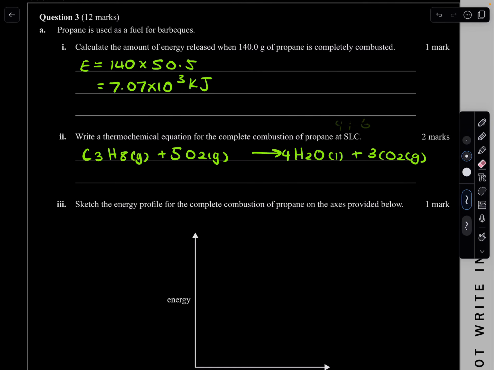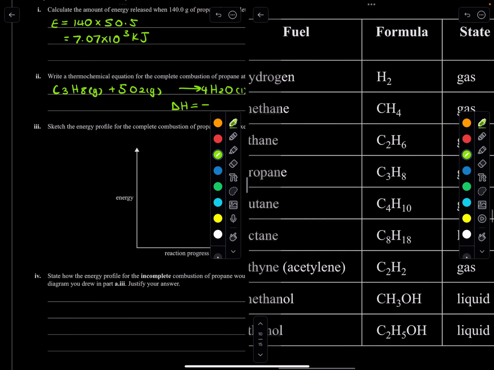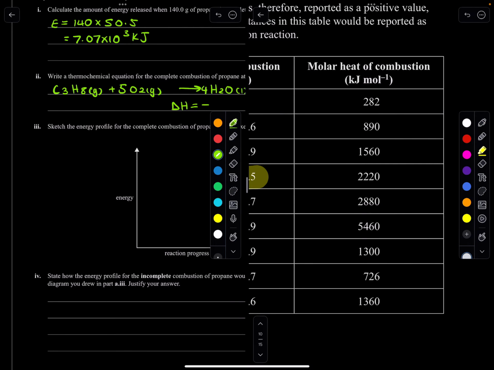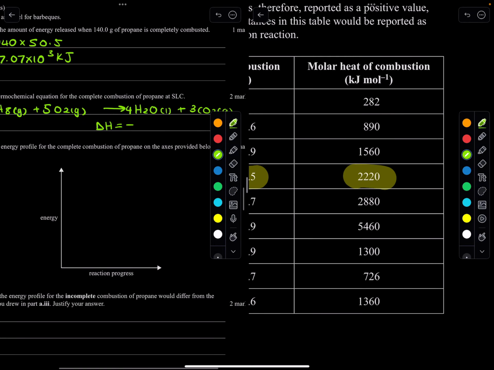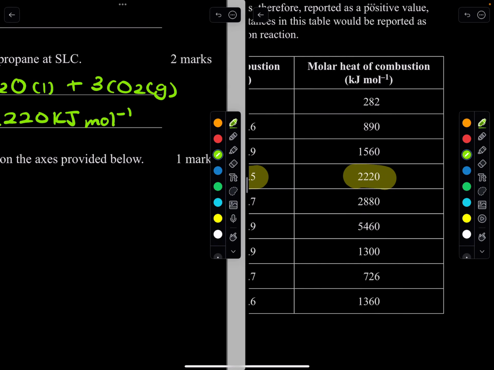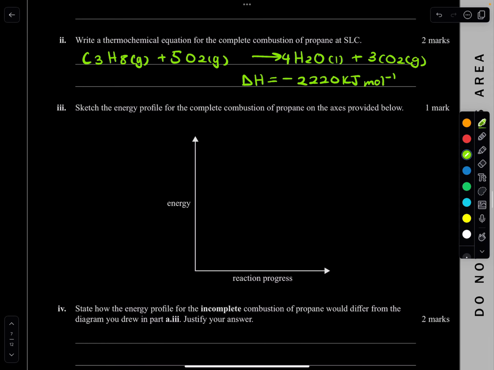Beautiful, done. Not actually done, because it's a thermochemical equation, so we need to have our enthalpy change. Of course, it's a combustion, so it has to be negative. It's in your formula sheet. You can see that it is 1 mole of propane, so 1 mole of propane gives you this: 2,220 kilojoules per mole. Done. All right, that's it. Next question.